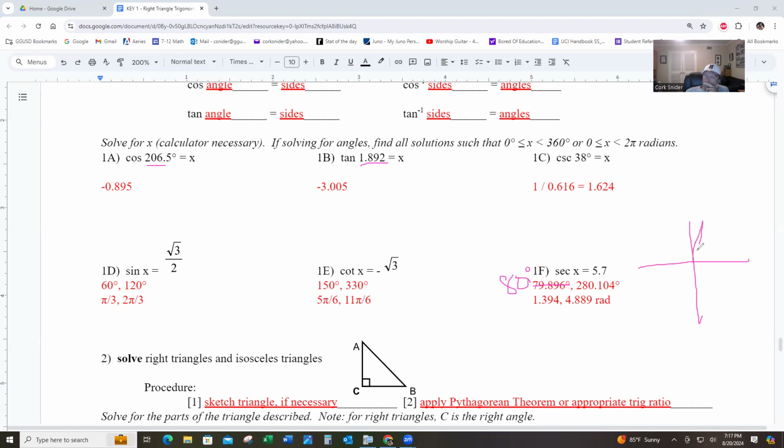All right. So there's 80 right there. Okay. And you got to ask yourself, where is the secant or the cosine positive? X is positive in the first quadrant, where it's at right now, and in the fourth, in 1 and in 4, right here.